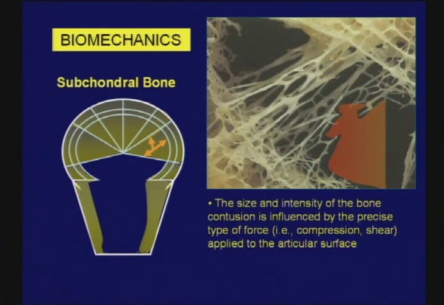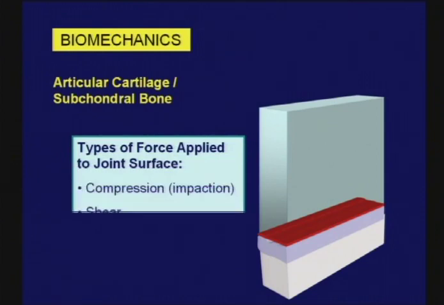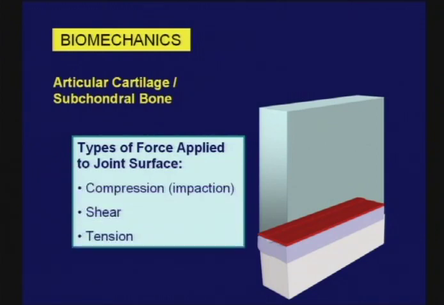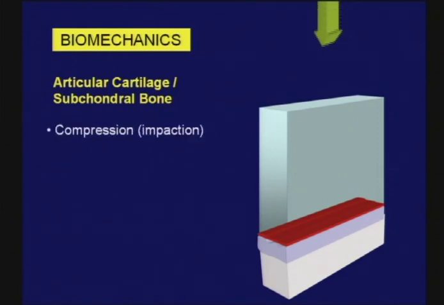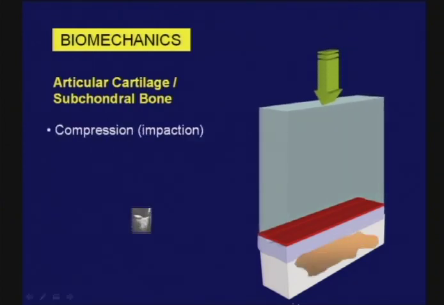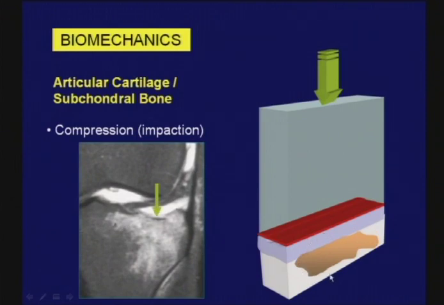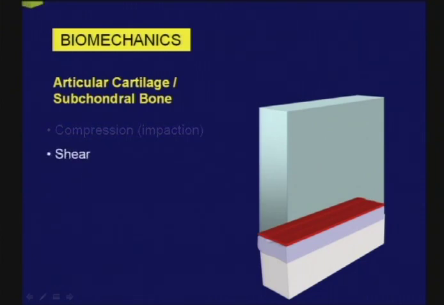The size and intensity of the bone contusion that is formed is influenced by the precise type of force that is applied to the articular surface. There are 3 such forces that may occur. Compression forces are straight vertical forces or impaction forces. The degree of pressure and hence bone contusion that occurs with this pattern of force is the greatest. Here is an example of a compression force that led to depression of the subchondral bone plate and a large bone contusion.